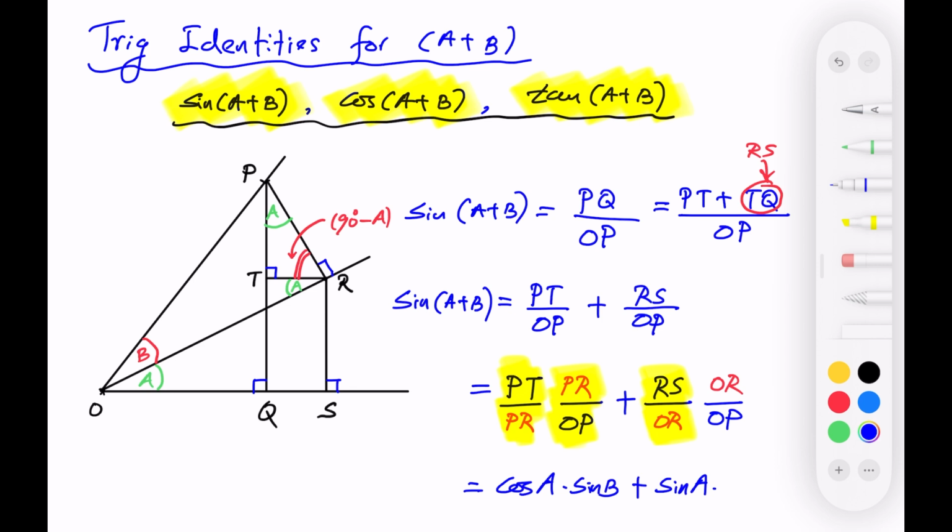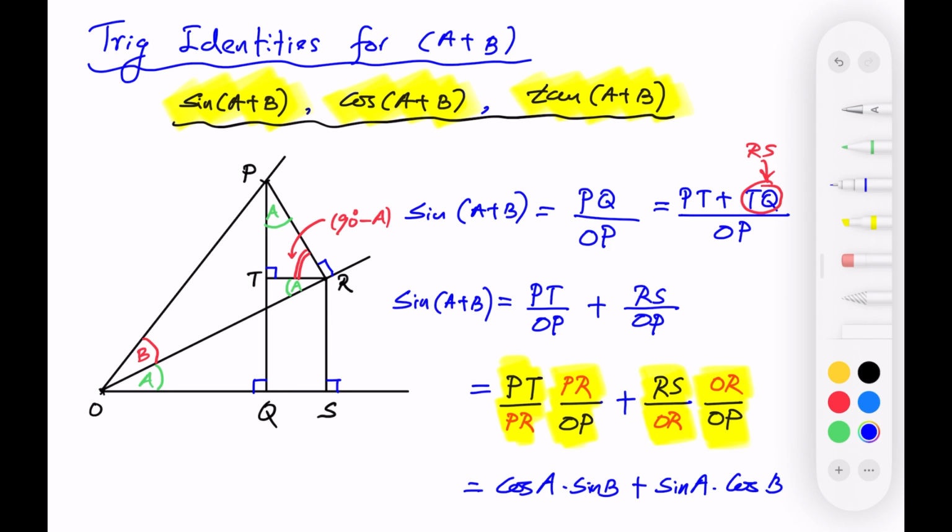Then we have one ratio remaining, OR over OP. Where is OR? OR is right here. OR over OP is right here. That ratio can also be quite easily figured because this angle is 90 degrees. OP is going to be the hypotenuse. Therefore, OR over OP can be identified as cosine B. So let me write down OR over OP as cosine B.